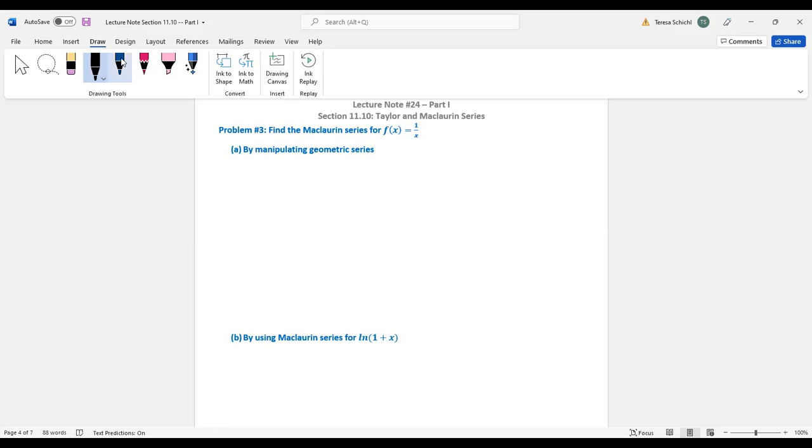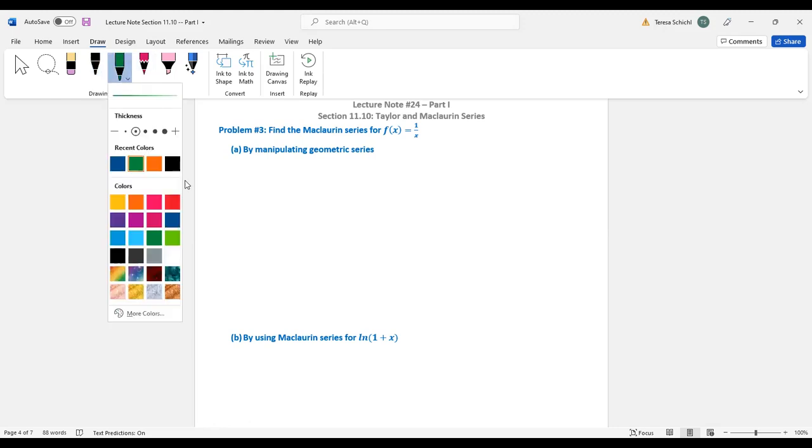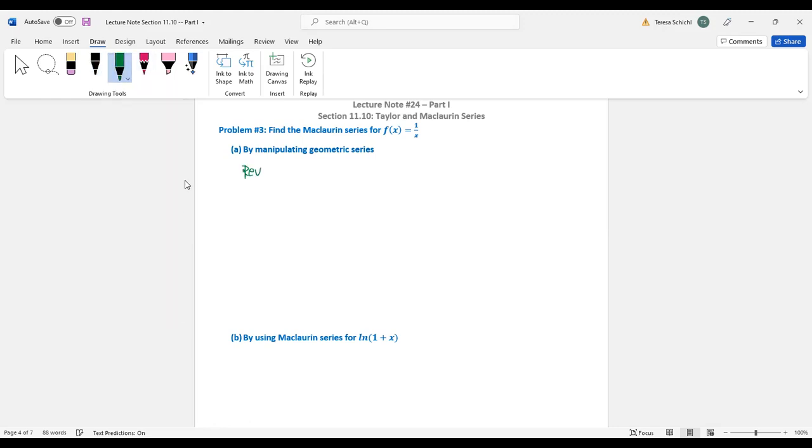Let's refresh. We know what a geometric series is. It's the summation from n equals 0 to infinity of x to the n, and of course x needs to be less than 1 in absolute value. Now we know this one will be 1 over 1 minus x. That is what the geometric series is about.